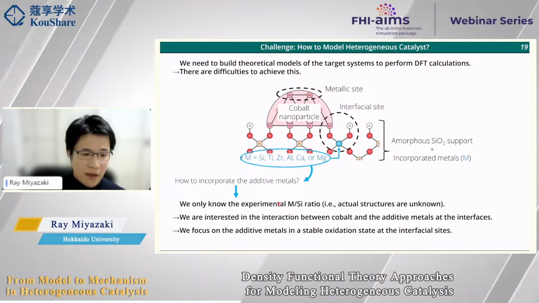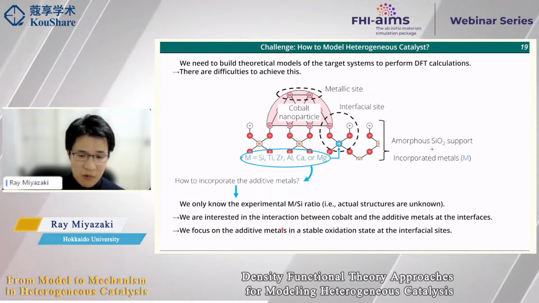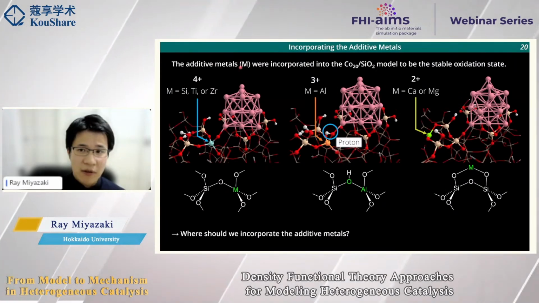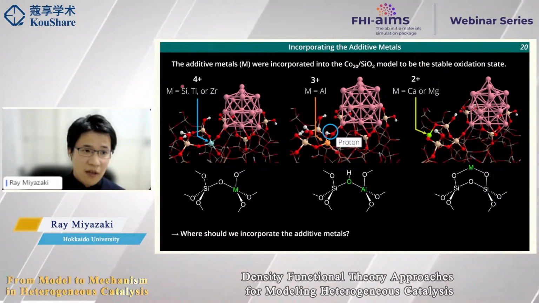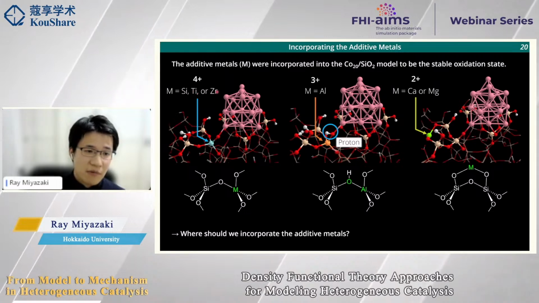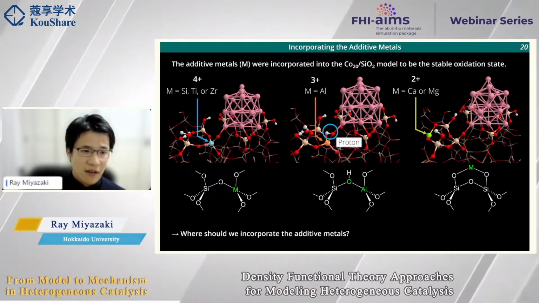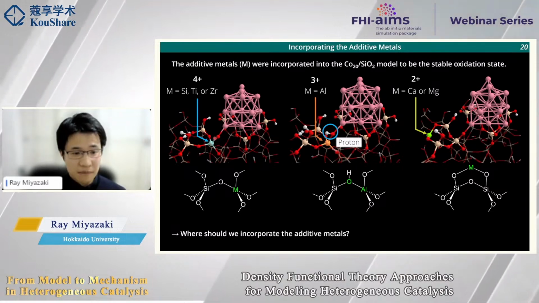Then I decided to focus on the additive metals in the stable oxidation state at the interface site, keeping the stable oxidation state of each metal. For example, here, this original silicon and the titanium or zirconium generally prefer to be the 4+ oxidation state. Then I simply replace the silicon atom by this additive metal that has the formal 4+ oxidation state.